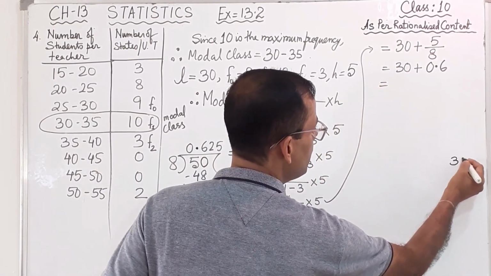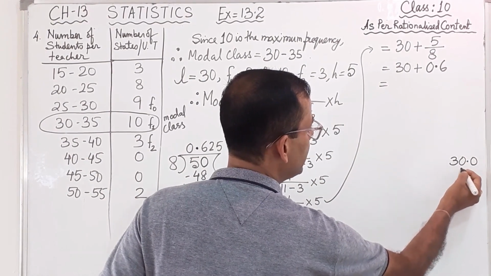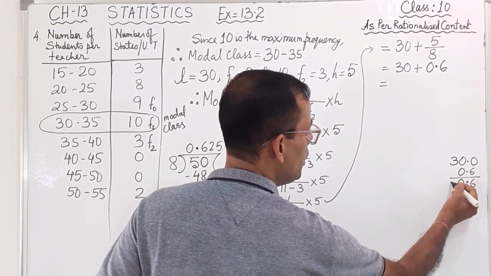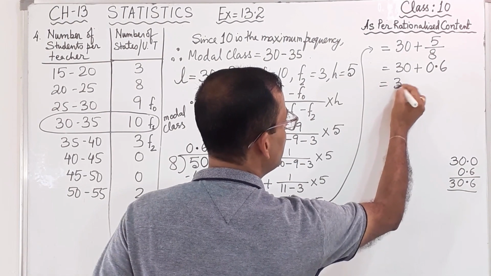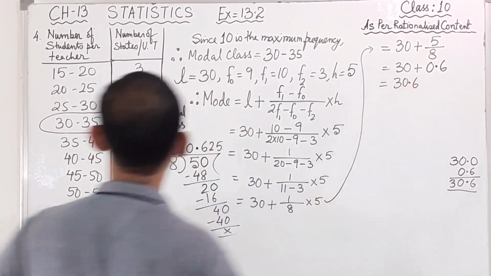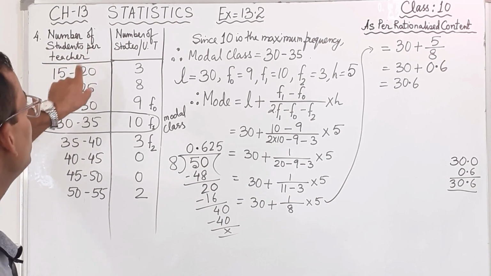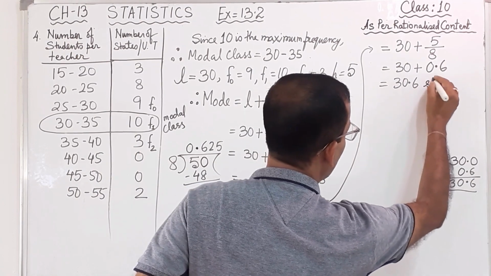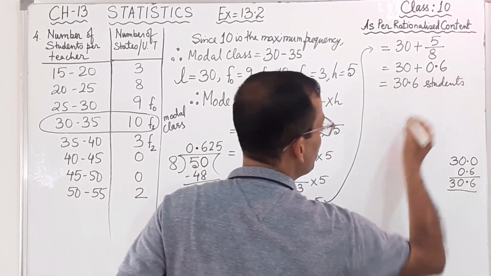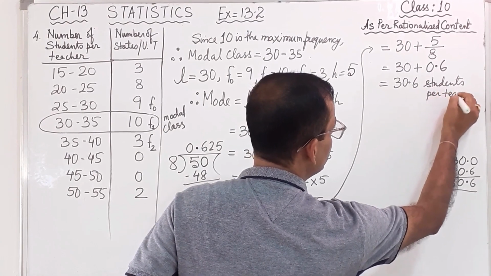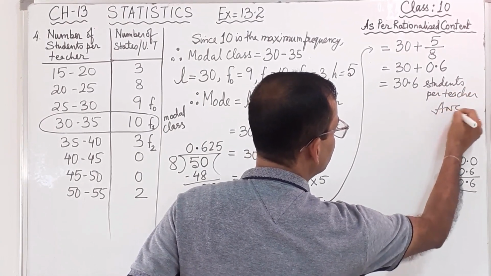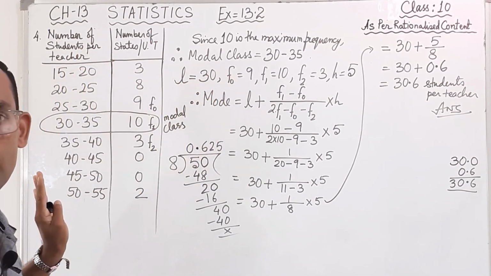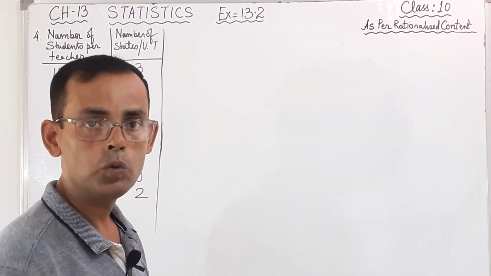See here, 30 means 30.0 and this one 0.6. So point below point. So 6, then 0, then here 3. So what you get? 30.6. And this is the students per teacher. So 30.6 students per teacher. So the answer will be 30.6 students per teacher. And this is the answer for how to find out the mode. Clear? Now we got the mode.